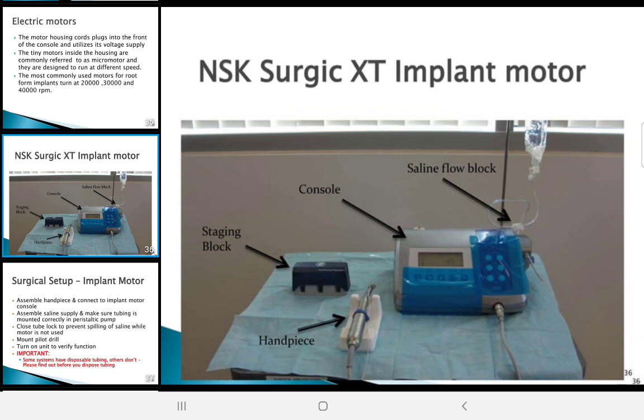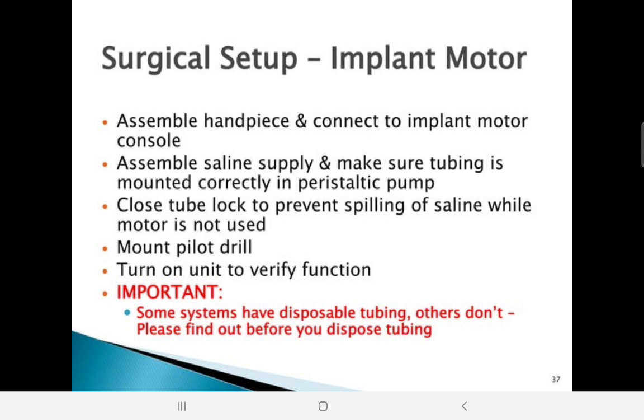The motors generally have an RPM of 20,000 to 40,000 RPM. Surgical setup of implant motor: assemble handpiece and connect to implant motor console. Assemble saline supply and make sure tubing is mounted correctly in peristaltic pump. Close tube lock to prevent spilling of saline while motor is not used. Mount the pilot drill and turn on unit to verify its function.